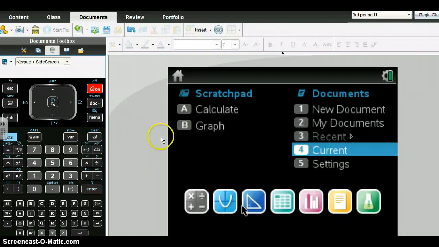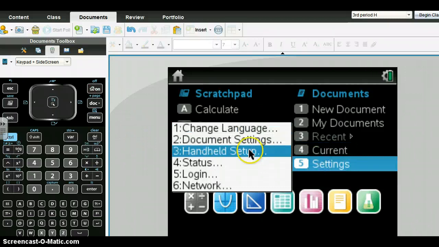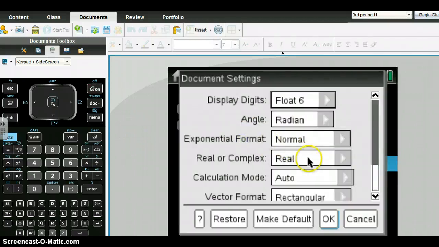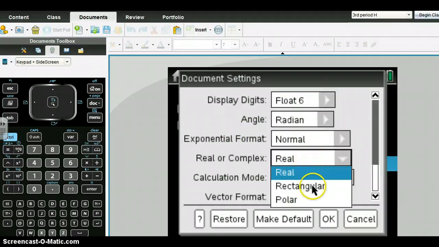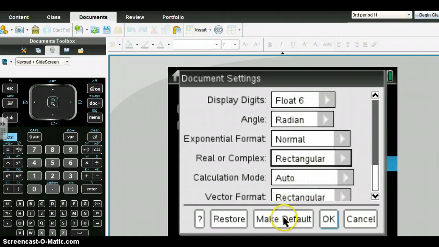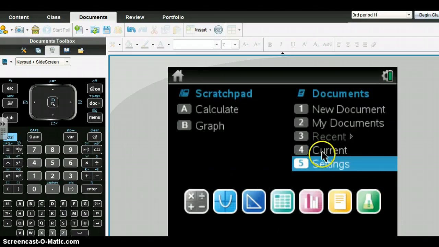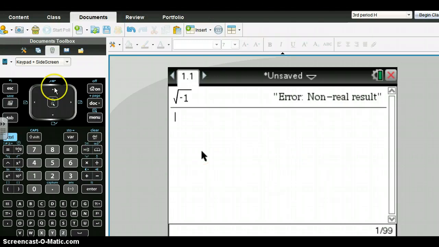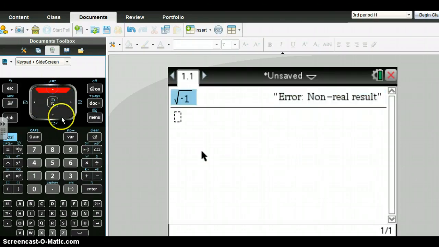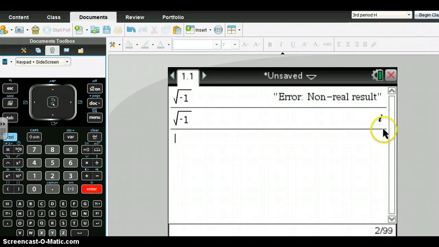So hit the Home key, go to Settings, Document Settings, and change the real or complex mode to rectangular. When you do that and make it default, that changes your scratchpad as well. Now if I go back to my document and retype it by cutting and pasting, press enter, now it tells me that the square root of -1 is i. So the calculator does know how to do imaginary numbers if it's in the right form.